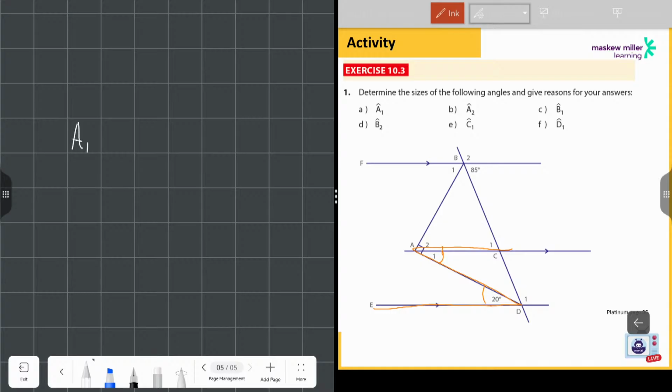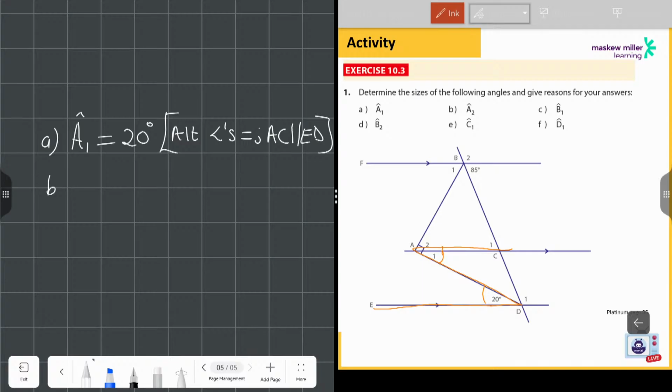So A1, which is for number A, will be equal to, remember that is an angle, so put our angle symbol there, that is going to be equal to 20 degrees. And then our reason will be: we have alternating angles since we have a Z. Z is not a reason, it's a shape to help us remember that we have alternating angles that are equal and indicate that AC is parallel to ED. So that is how you respond to that.